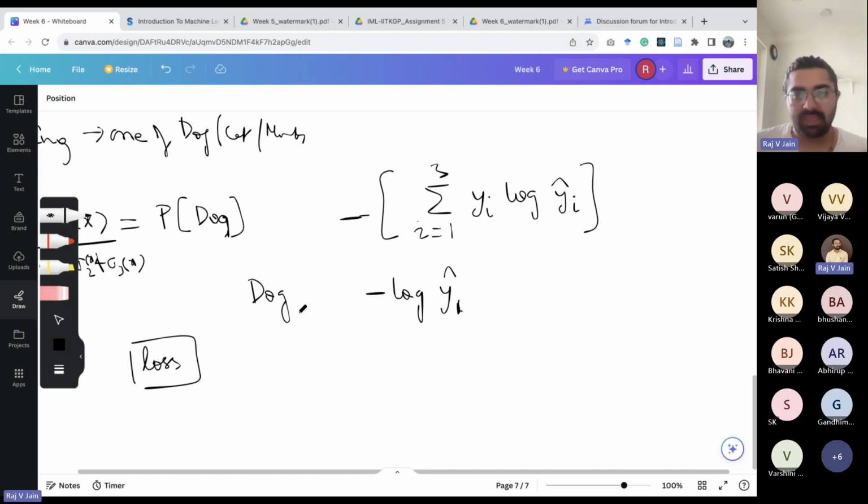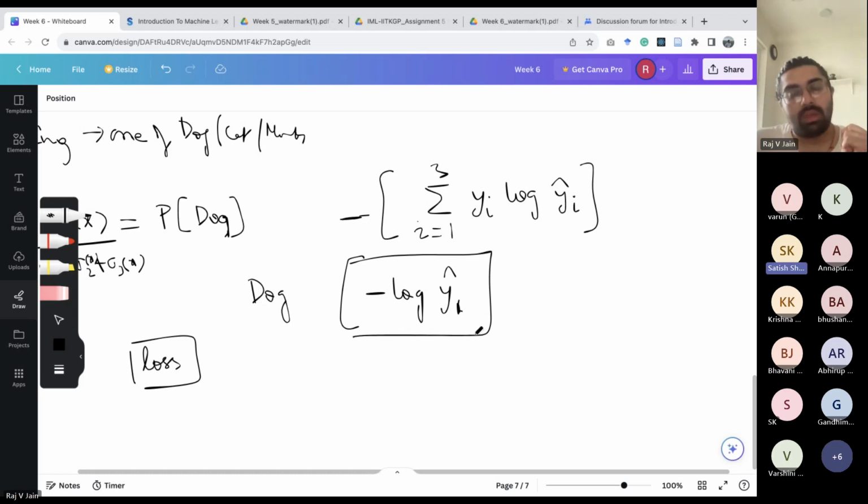Minimizing this is nothing but maximizing yi hat. That's the intuition behind it. Log of yi hat is something like a loss function. This whole thing, minus log of yi hat, will turn out to be the effective loss function for a given class that you're working with.